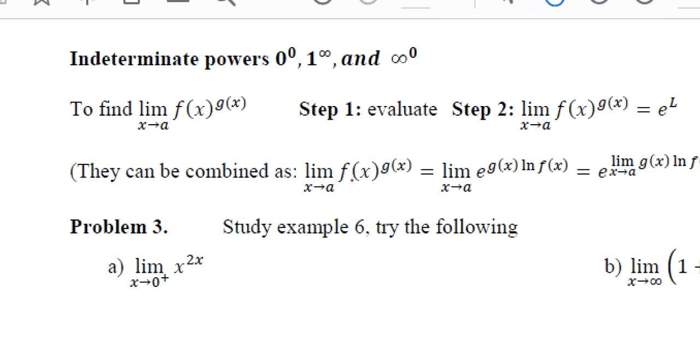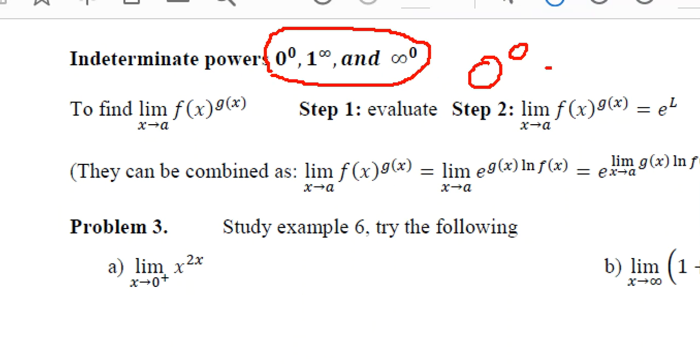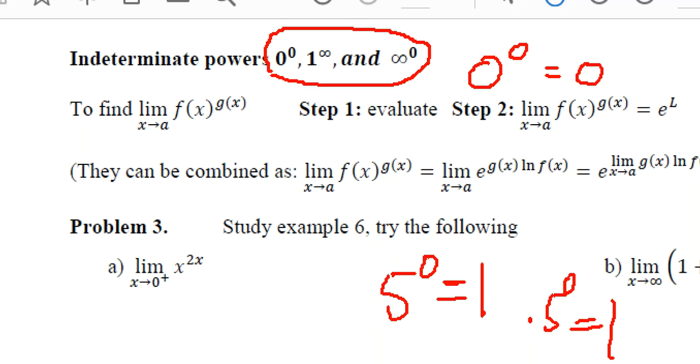I think for this part, the first thing you want to pay attention to is to identify the indeterminate form. This should be recognized as indeterminate form. 0 raised to power 0 is not necessarily always 0, okay? Because any power like 5 to the power 0 is going to be 1, right? And 0.5 raised to power 0 is 1. So this is not necessarily 0. So first of all, don't have that mindset.